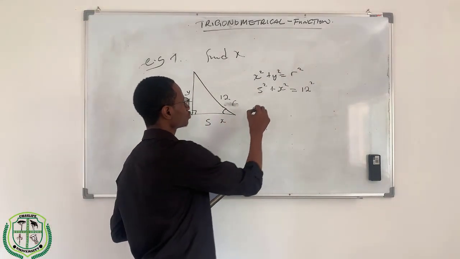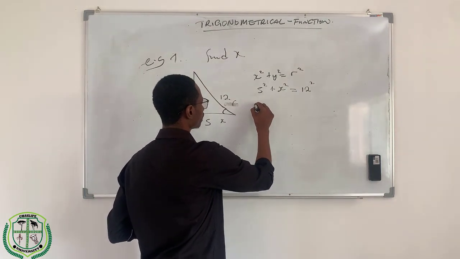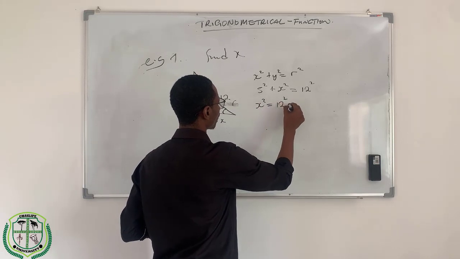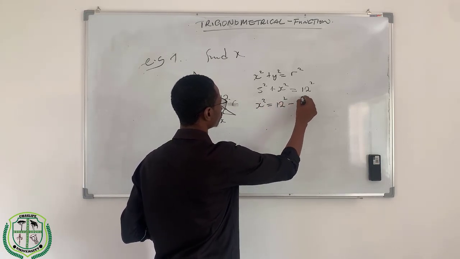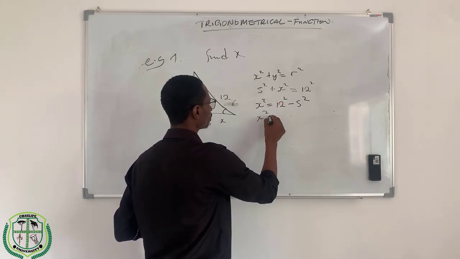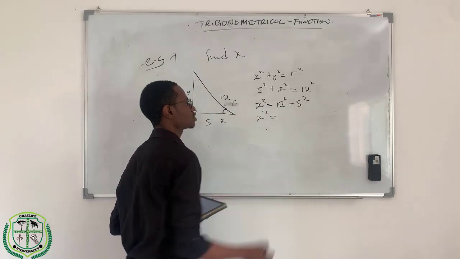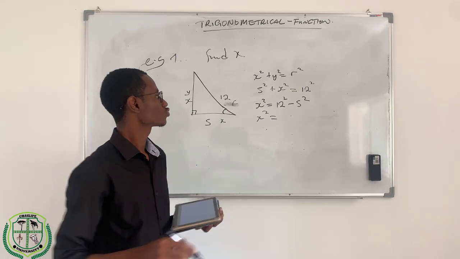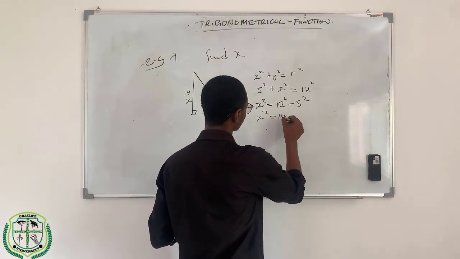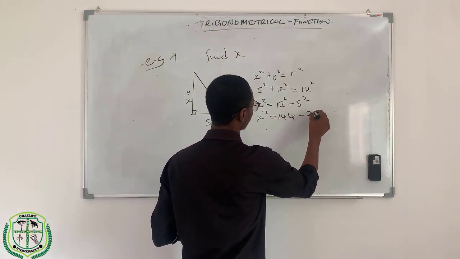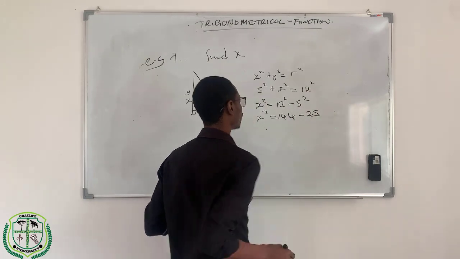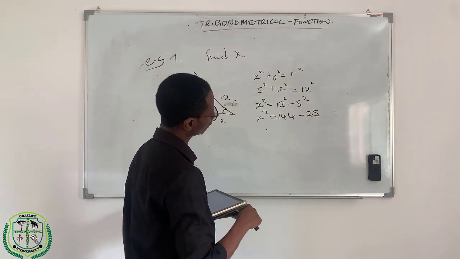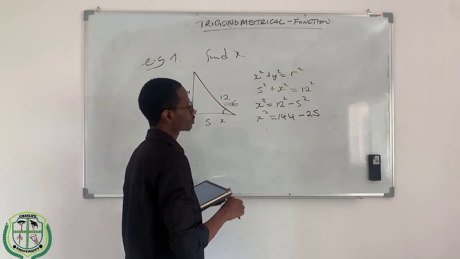So what are we going to do then? We're going to say collect like terms. This one will be 12 squared, then this one will move to be minus 12 squared. Then what is the 12? 12 times 12, of course, is 144. Then 25. 5 times 5 is 25.